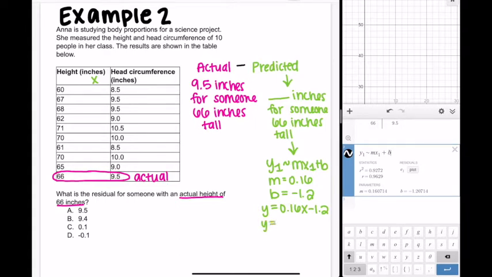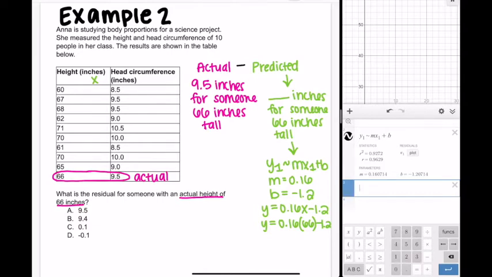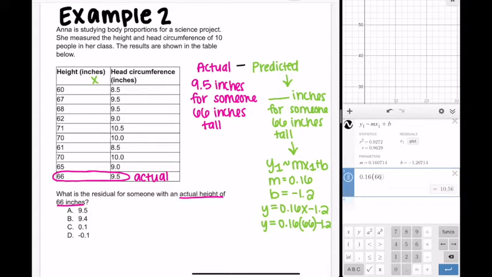So y equals 0.16 times 66 minus 1.2. And we'll plug that into Desmos. 0.16 parentheses 66 minus 1.2. And that gives us 9.36. So our predicted head circumference is 9.36 inches for someone who is 66 inches tall.